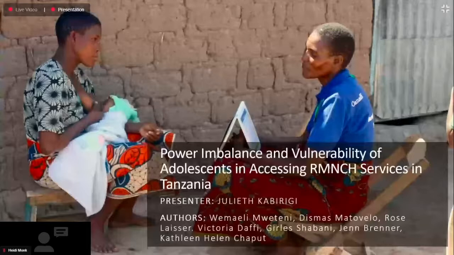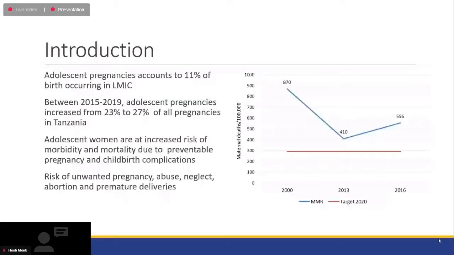On behalf of the team, I'm delighted to present on power imbalance and vulnerability of adolescents in accessing reproductive, maternal, newborn and child health services in Tanzania. As we know, health of adolescent women is among the global priorities because this is a group at risk of maternal mortality and morbidity, mostly due to preventable pregnancy and childbirth complications. This is alarming, especially in developing countries, because adolescent pregnancy accounts for about 11%.